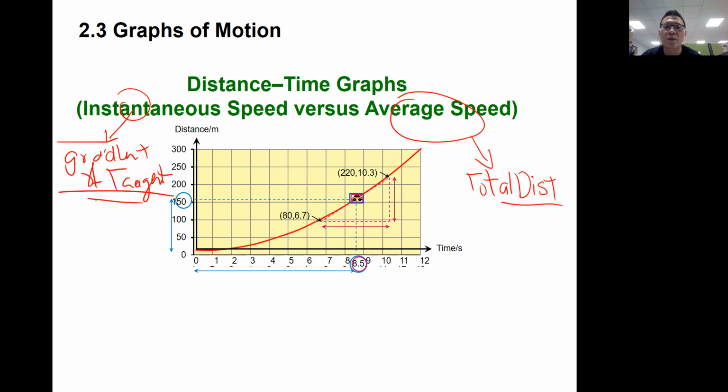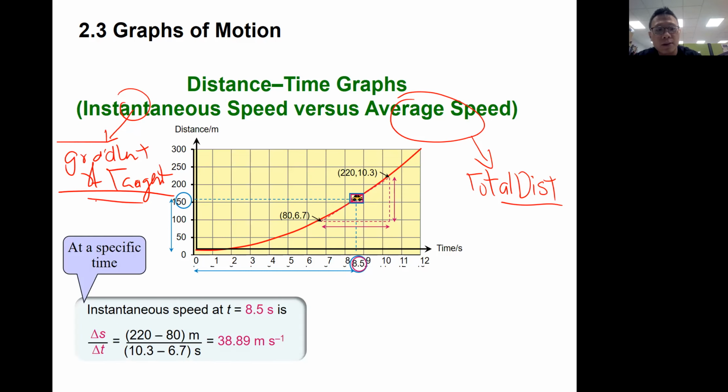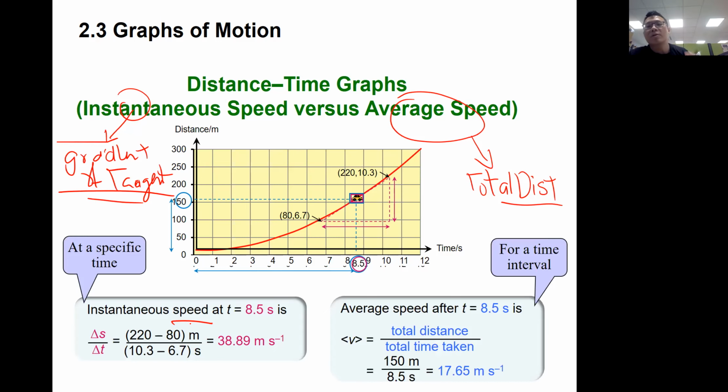As for average speed, this is instantaneous speed. For average speed, the information that you can sieve out is total distance divided by total time. It's not the gradient, it's actually the y-axis, the total vertical height. For example, at 8.5 seconds, for average speed I'm literally just looking at the y-axis, the total distance that has been traveled until 8.5 seconds, and the time taken is 8.5. This is the total distance divided by total time.